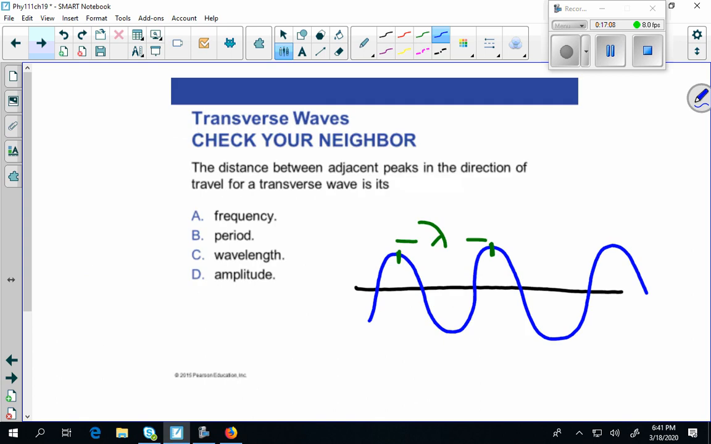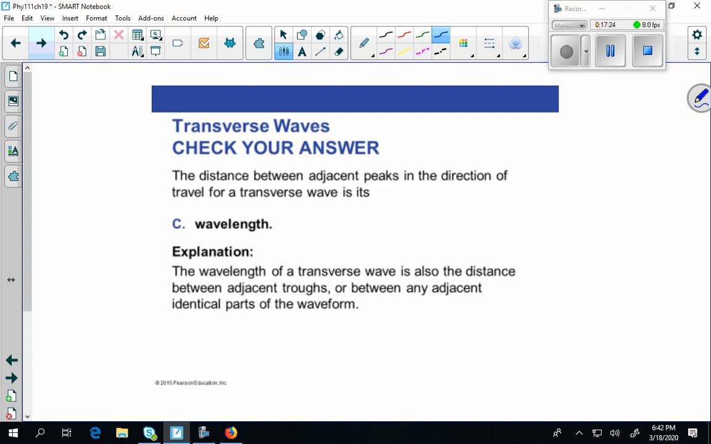So the distance between adjacent peaks in the direction of travel for a transverse wave is what? Peak to peak, guys, we call what? Wavelength, yes, right, wavelength, nice. So the wavelength of a transverse wave is the distance between adjacent troughs or adjacent peaks, any identical spot to its next identical spot, but it's, like I said, easiest to just go peak to peak.